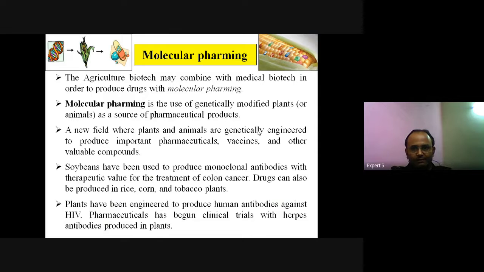Another example of genetic engineering in agricultural and food products is molecular farming. Molecular farming is the use of genetically modified plants as a source of pharmaceutical products. Means agricultural biotech may combine with medical biotech to produce drugs with the help of molecular farming. It is a new field where plants and animals are genetically engineered to produce important pharmaceutical products, as well as vaccines and other valuable compounds. For example, soybeans have been used to produce monoclonal antibody with therapeutic value for the treatment of colon cancer. Different types of drugs can also be produced in rice, corn, and tobacco plants. Plants have been engineered to produce human antibodies against HIV. Pharmaceuticals have begun clinical trials with herpes antibodies produced in plants. So this is another approach of genetic engineering, where different types of pharmaceuticals can be produced with the help of plant systems.